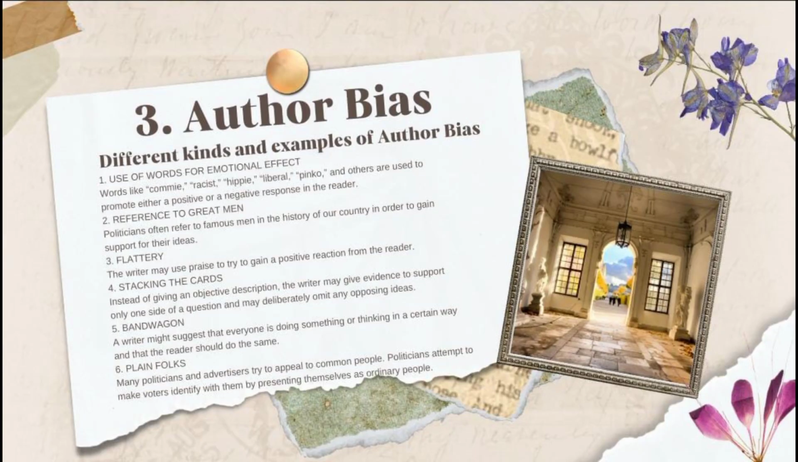Different kinds and examples of author bias. The first is use of words for emotional effect. Words like commie, racist, hippie, liberal, pinko, and others are used to promote either a positive or a negative response in the reader. The second one is reference to great men. Politicians often refer to famous men in the history of our country in order to gain support for their ideas.